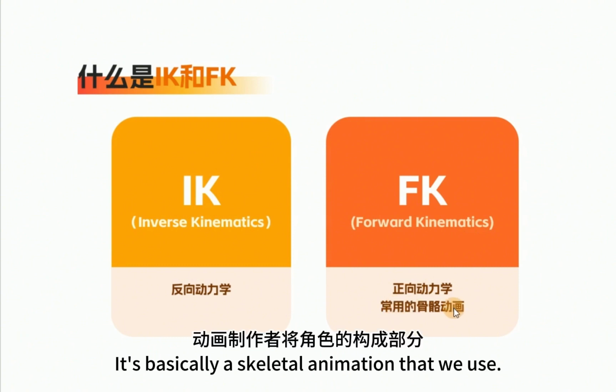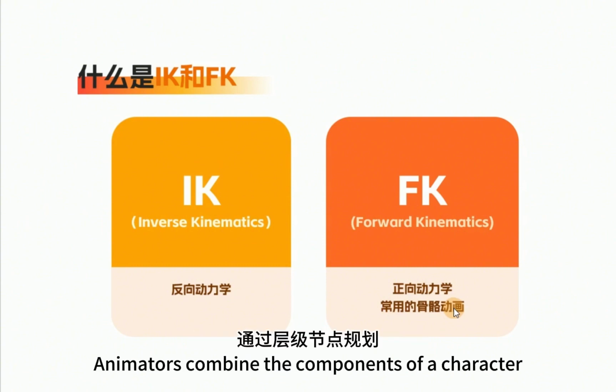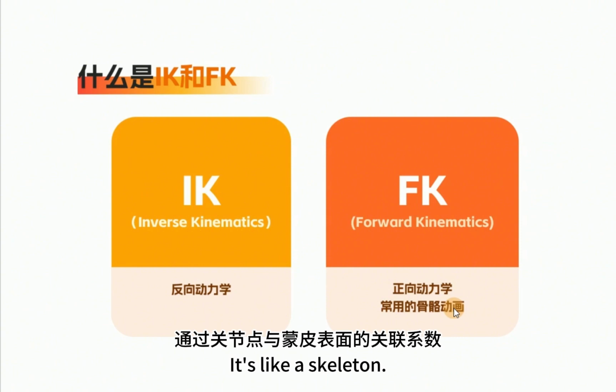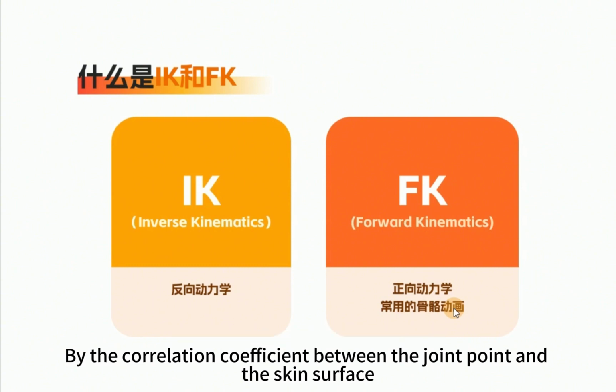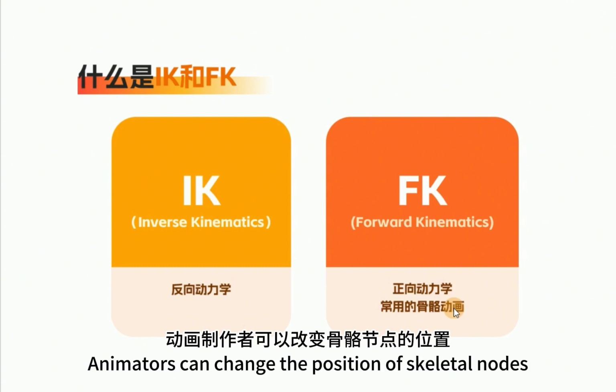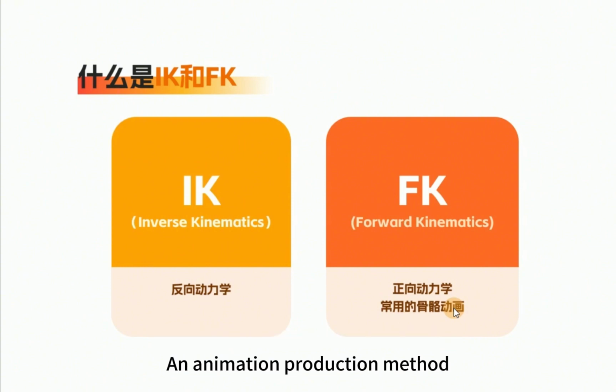It's basically the skeletal animation that we use. Animators combine the components of a character, planning through hierarchical nodes, like a skeleton. Through the correlation coefficient between the joint points and the skin surface, animators can change the position and rotation angle of skeletal nodes, driving the skin to form animation. This is an animation production method.